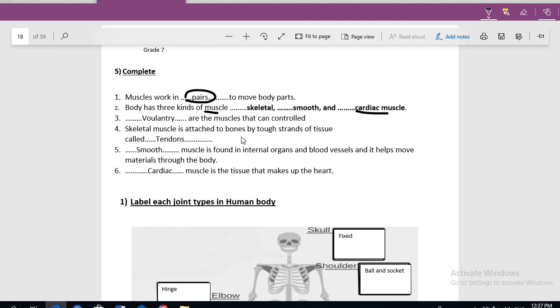Skeletal muscle is attached to bone by tough strands of tissue called tendons. A tendon is a strand that connects muscle to bone. So skeletal muscle is attached to bones. Smooth muscle is found in internal organs and blood vessels, and it helps move materials through the body. Cardiac muscle is the tissue that makes up the heart.